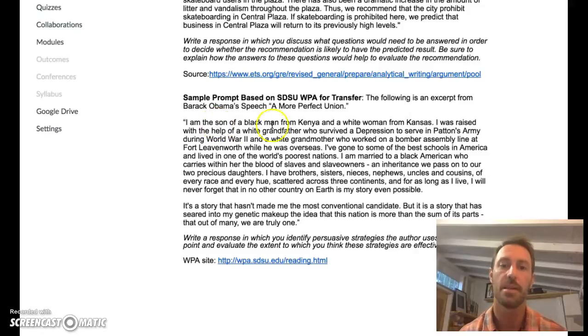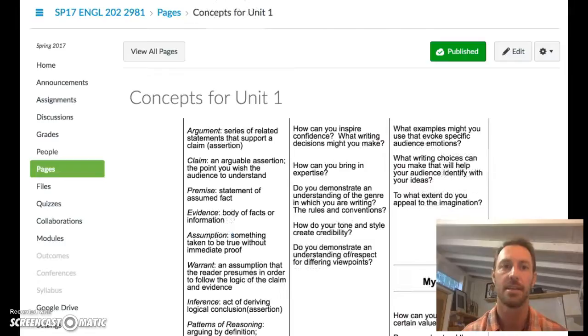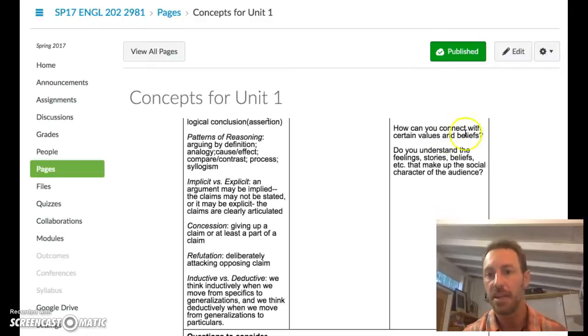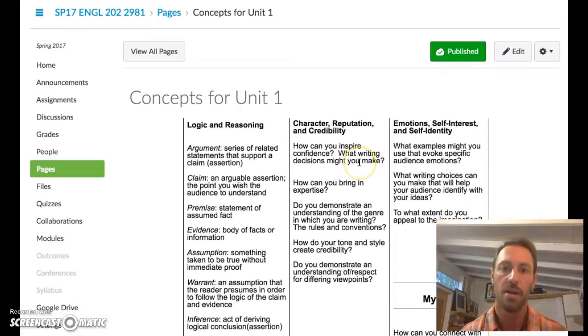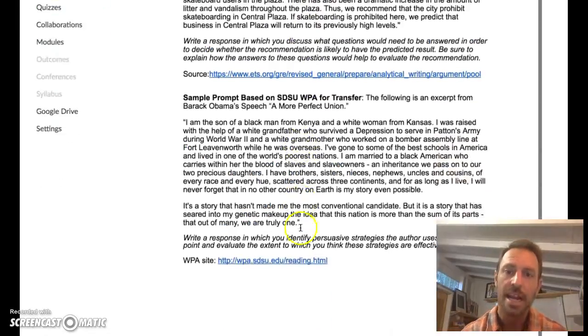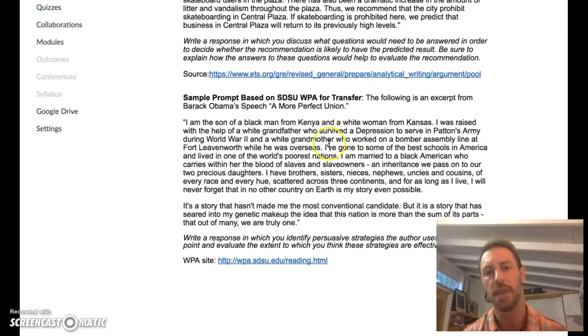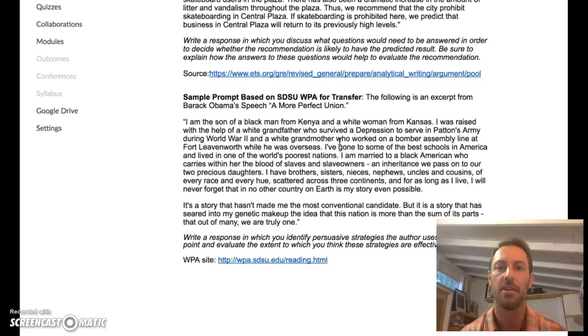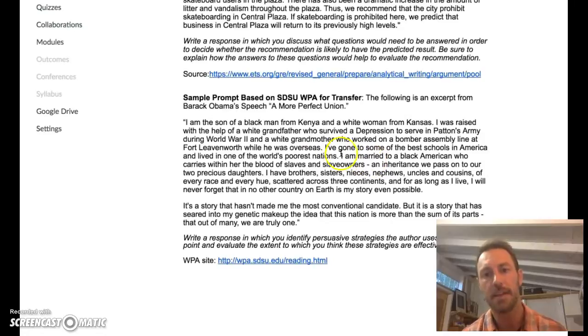And so this first sentence, I'm the son of a black man from Kenya and a white woman from Kansas, may get us to think about specific values and beliefs in the culture and how Obama is playing on these specific values and beliefs. Or maybe that first sentence helps Obama build a certain character that's going to appeal to a specific audience. And so note that we're still looking at persuasion, just as we were looking at persuasion and argument up here, except now we're looking at how the emotions are involved. Now we're looking at how the character of the writer or the speaker is involved. Now we're looking at how there are certain cultural narratives that are embedded in this that are being played on by the speaker.